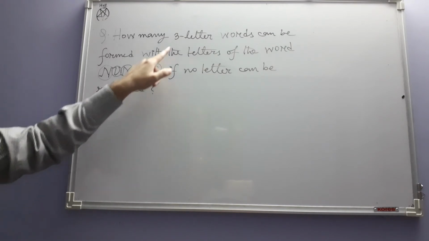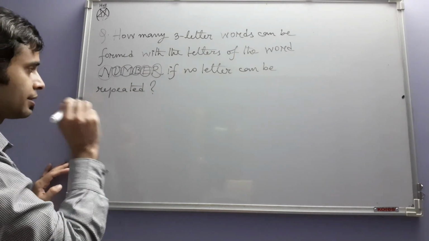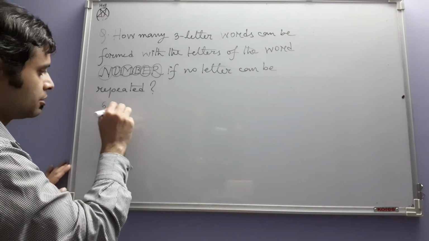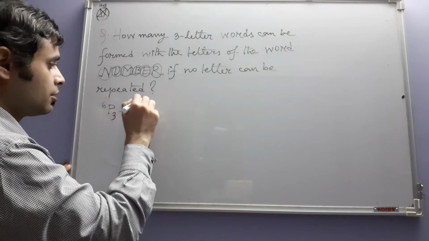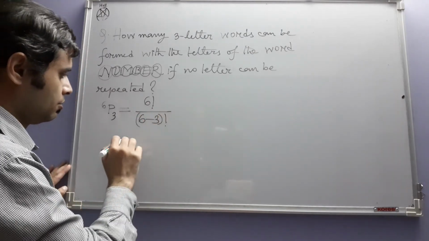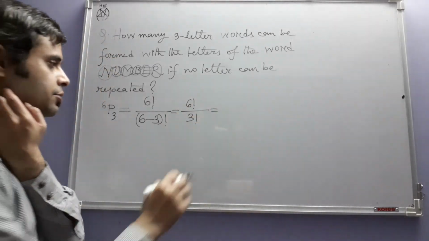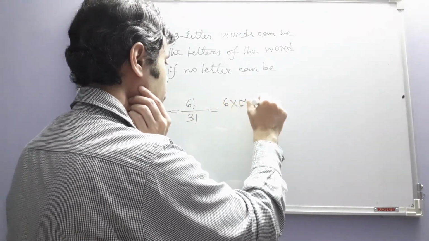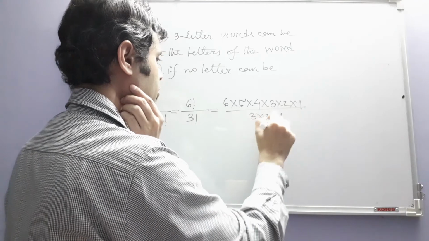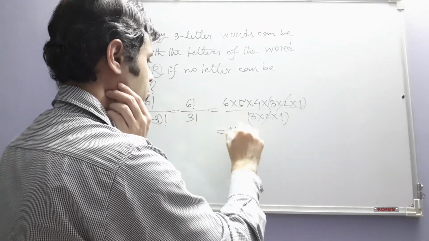Out of 6 letters, we have to form a 3-letter word and no repetition is allowed. So that means the answer is 6P3. Okay, the answer is 6P3, and if we use the formula that we have found just now, it is 6 factorial divided by 6 minus 3 factorial, which is what? 6 factorial divided by 3 factorial. 6 factorial is what? 6 times 5 times 4 times 3 times 2 times 1 divided by 3 times 2 times 1. So this part cancels. So we are left with 120.